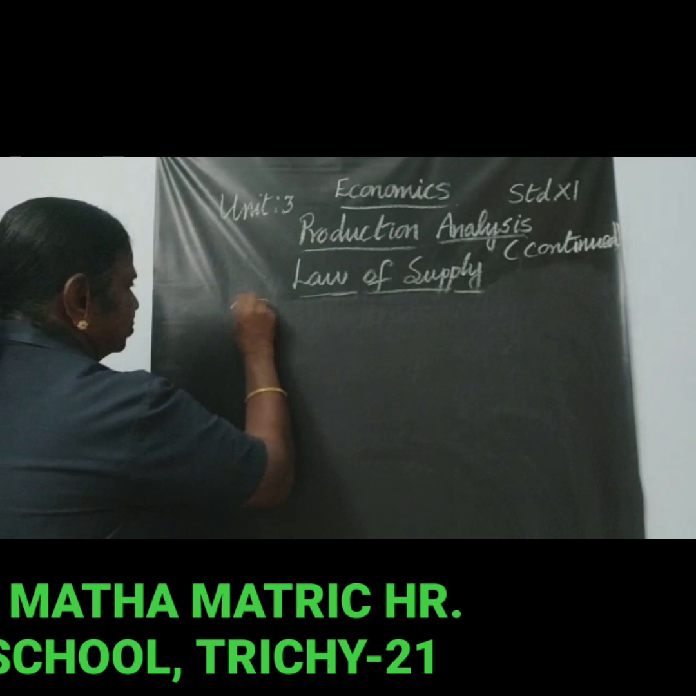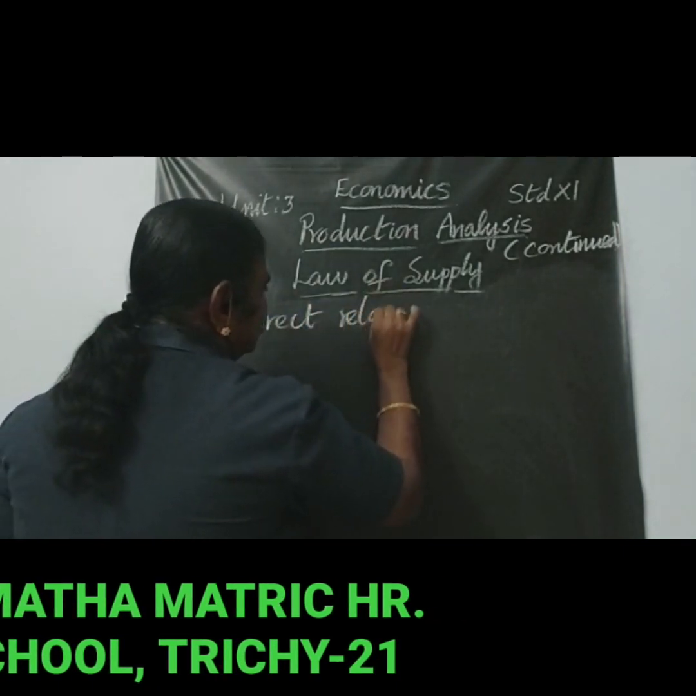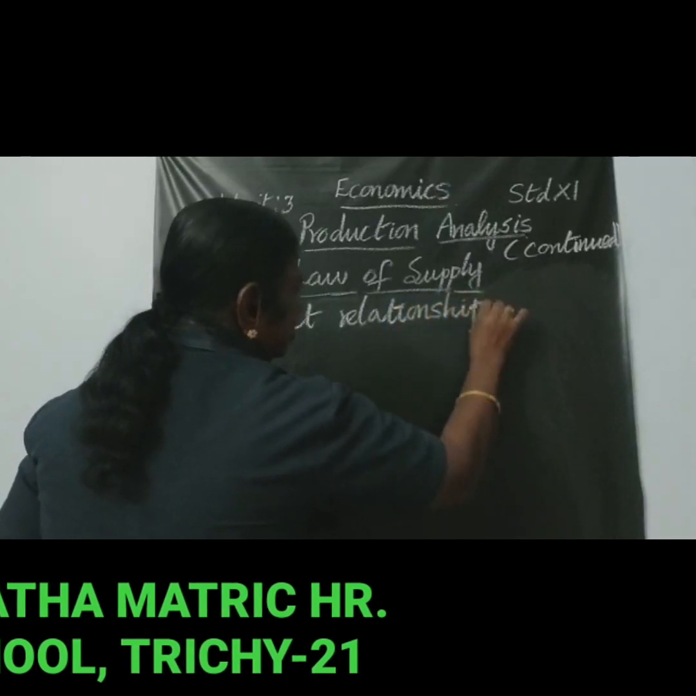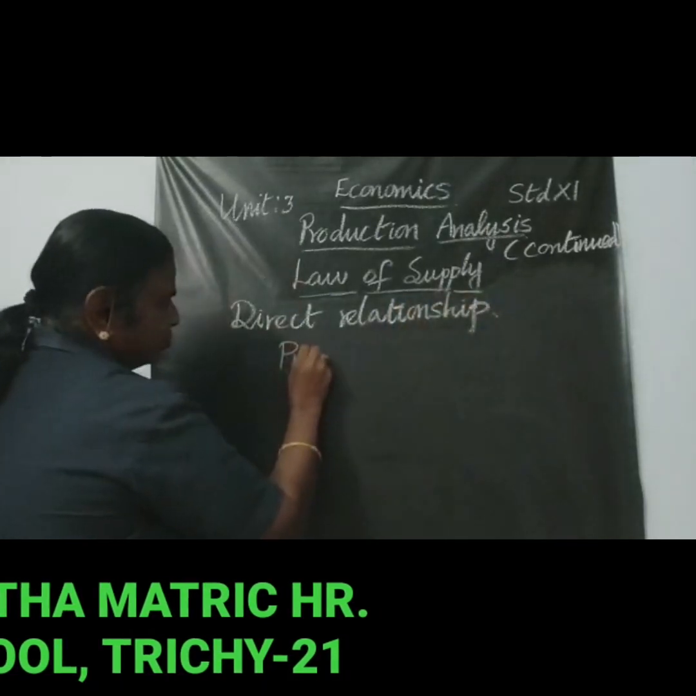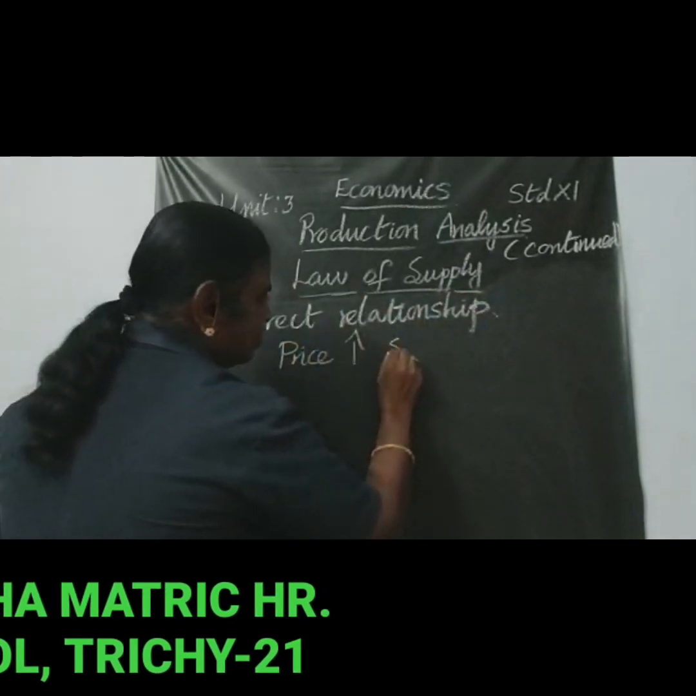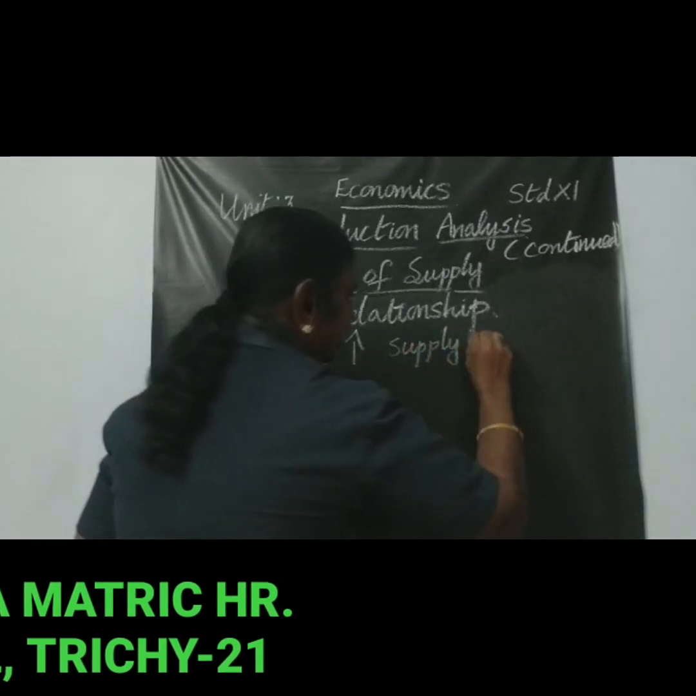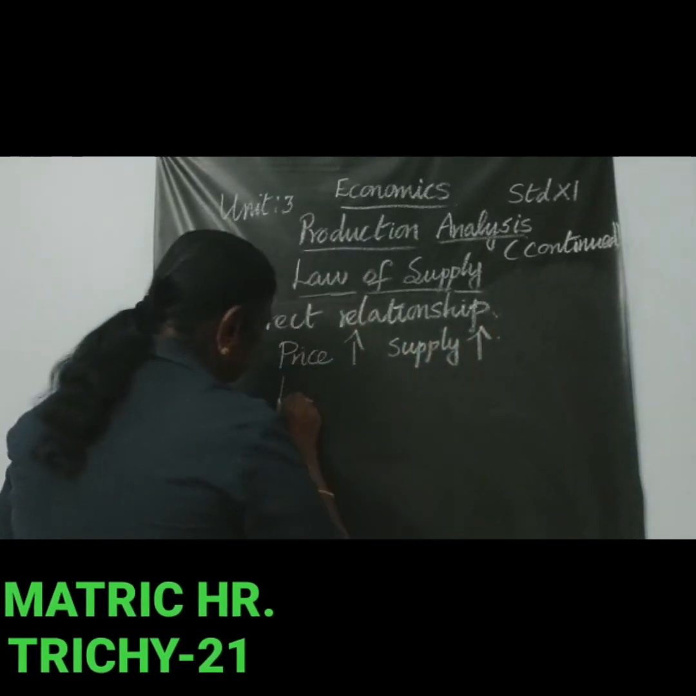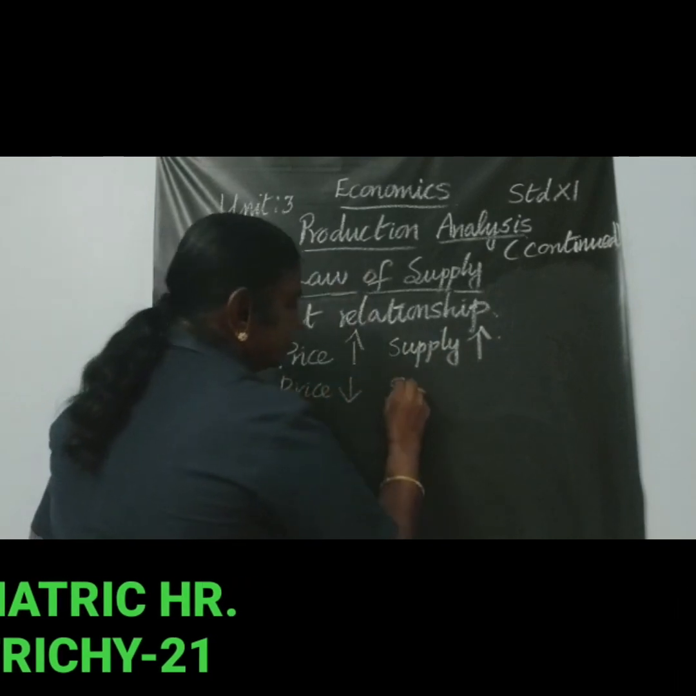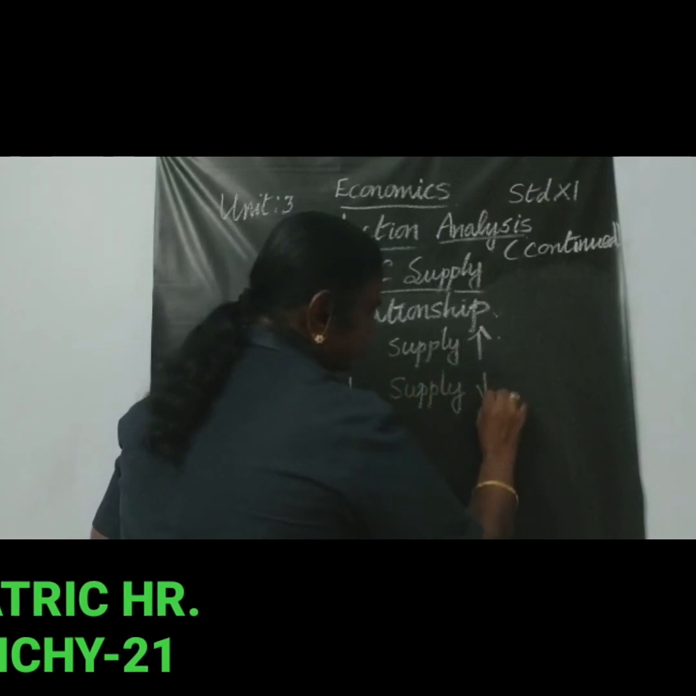Direct relationship between the price and supply: if the price of a commodity increases, the supply of that commodity also will increase. So if the price of a commodity decreases, the supply of that commodity decreases too.